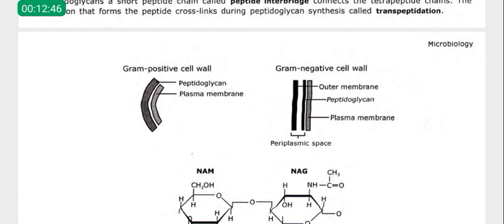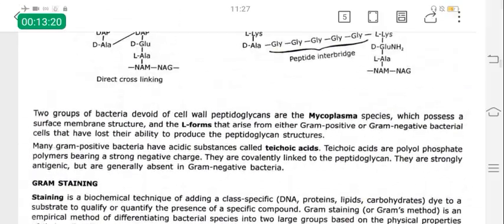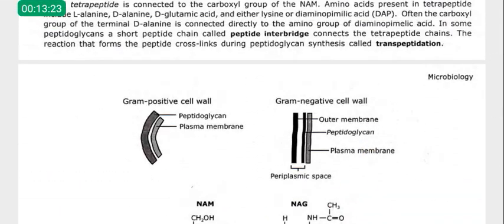Gram-positive cell wall: peptidoglycan, plasma membrane. So here we can see the structures. The gram-positive cell wall shows a peptidoglycan layer and plasma membrane. In the case of the gram-negative cell wall, there is an outer membrane, a peptidoglycan layer, and a plasma membrane, and between the outer membrane and the plasma membrane there is the periplasmic space.